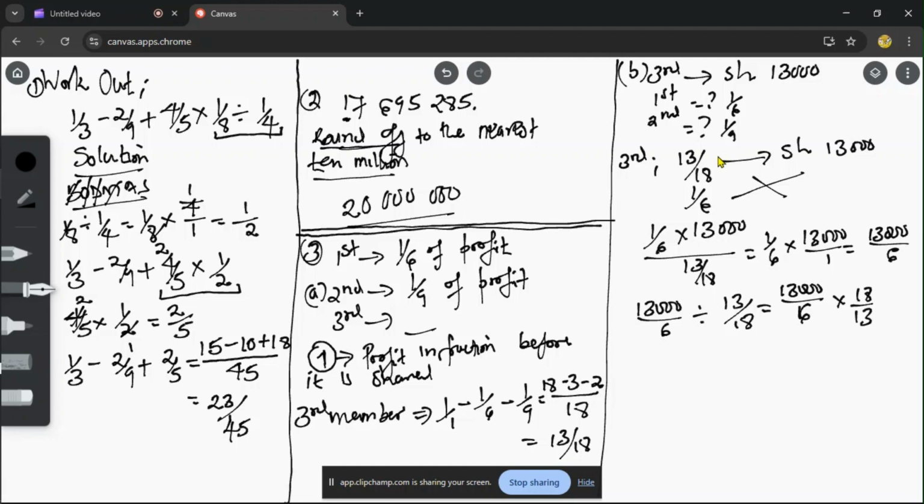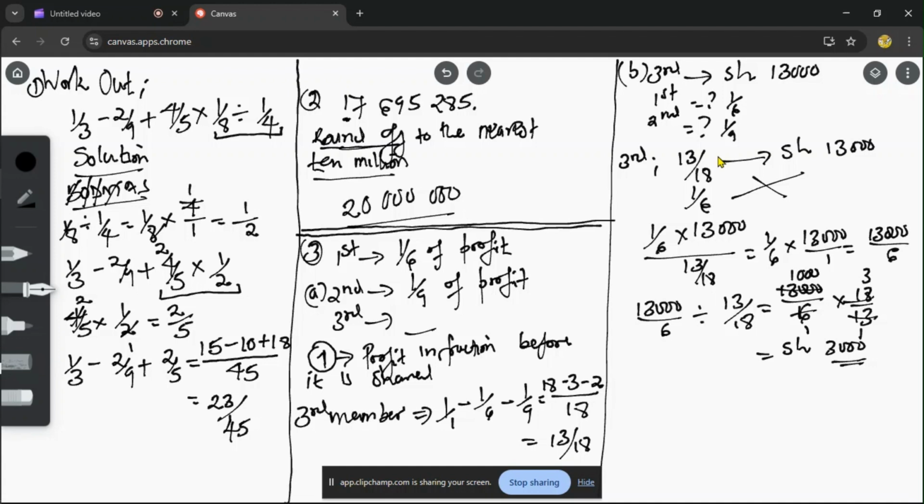Then I can see clearly that 13 goes into 13 one time. Then you have 1, 2, 3 zeros. I think 6 goes into 18 three times, 1 by 6. This is the same as 3. So that you see 1,000 multiplied by 3 gives me shillings 3,000. So the first person who had a fraction of 1 over 6 received 3,000.